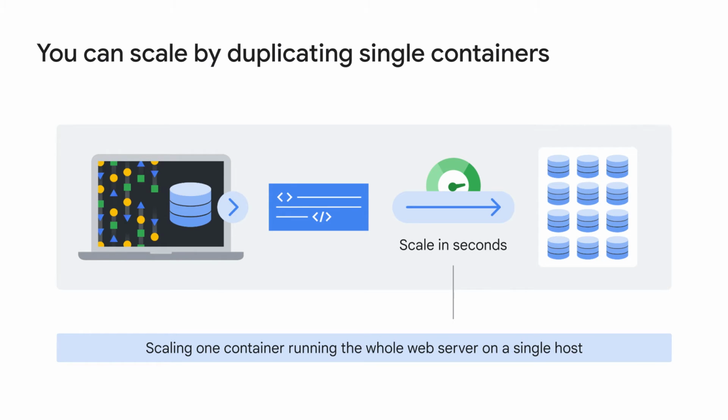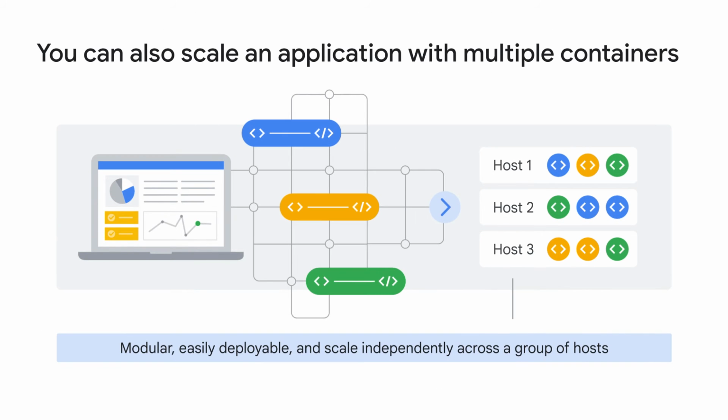With a container, you can do this in seconds and deploy dozens or hundreds of servers, depending on the size of your workload, on a single host. That's just a simple example of scaling one container running the whole application on a single host. However, you'll probably want to build your applications using lots of containers, each performing their own function, as is done when using a microservices architecture. If you build applications this way and connect them with network connections, you can make them modular, easily deployable, and scaled independently across a group of hosts. The host can scale up and down and start and stop containers as demand for your app changes or as hosts fail.